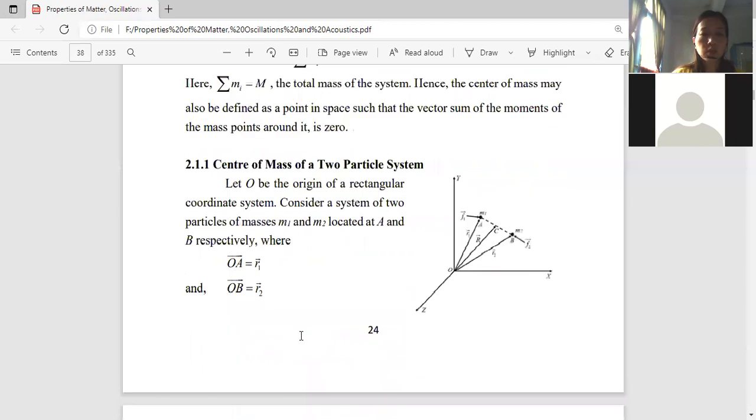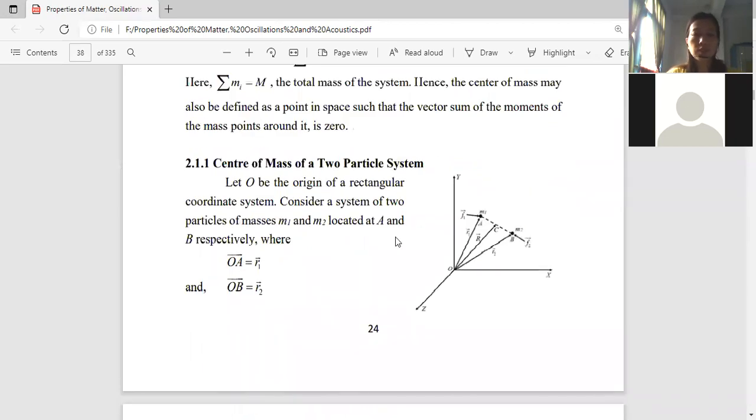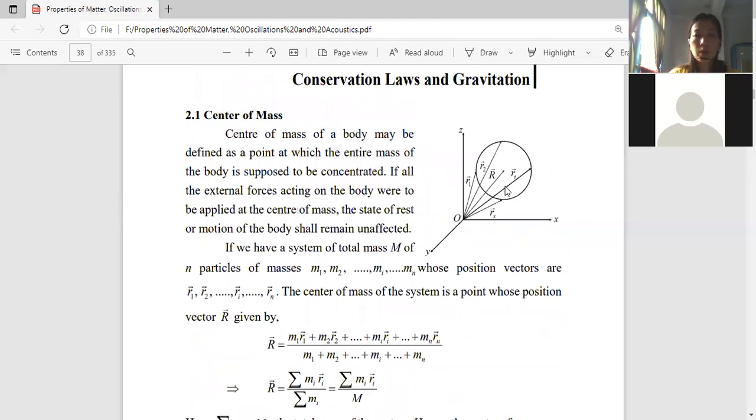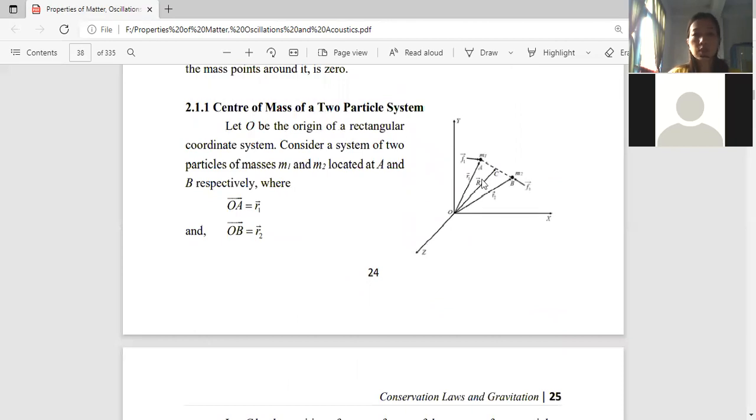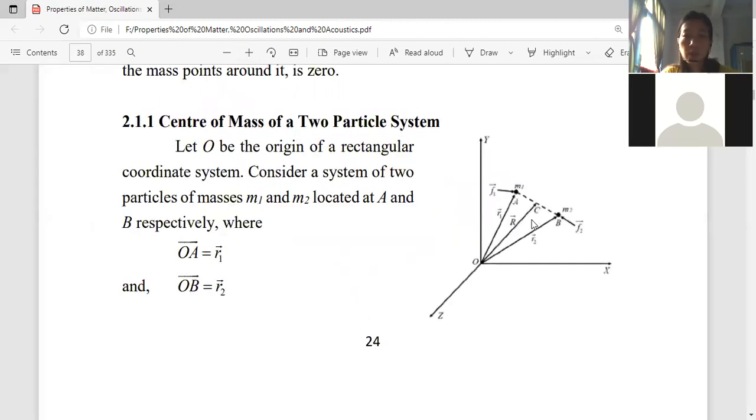All right, let's move on to the next topic, that is the center of mass of a two particle system. So this one was only for a one particle system, and next we have the center of mass of a two particle system. So we have a two particle system as point A and point B. I hope you can see the figure. Earlier we were discussing only a one particle system, and then we join this point A with the origin of the coordinate system.